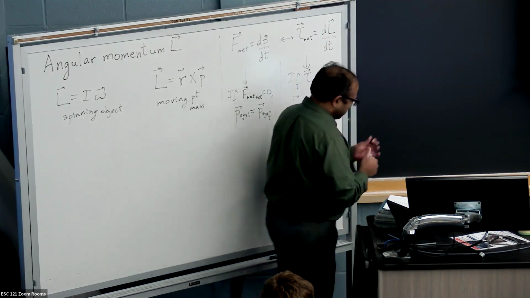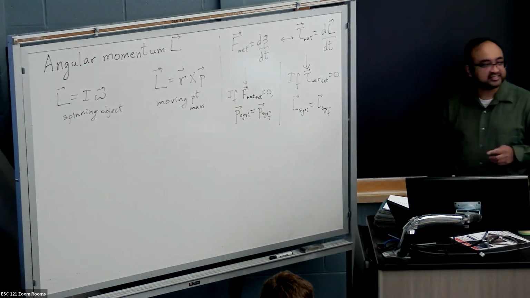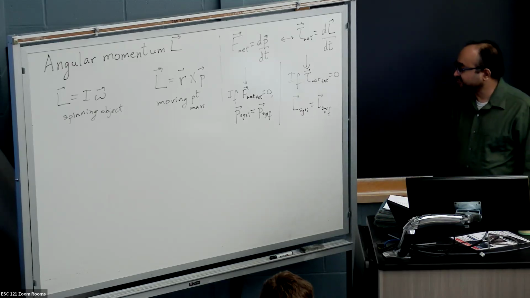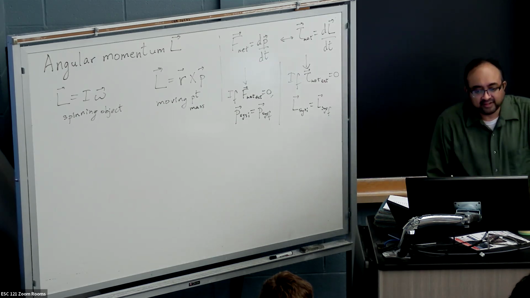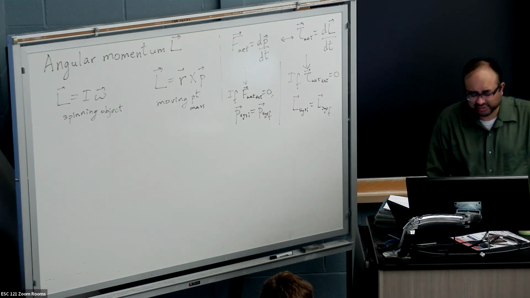And we've seen some examples of that with the neutron star and the skater, and we've seen that angular momentum is conserved in those cases, and we can use it to figure out the behavior of the system. Okay, so, actually, so that I don't forget, let's do a couple of the demos right in the beginning.